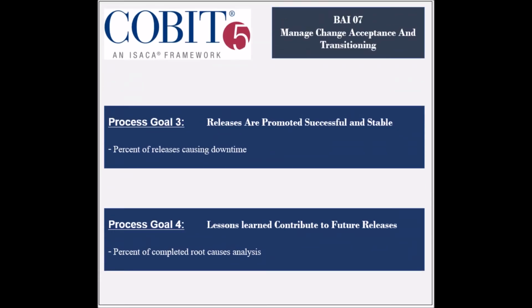The third goal is to ensure that the releases are moved successfully and are stable, and its achievement is measured by the % of unstable releases. The fourth and last goal is to ensure that the lessons learned contribute to future releases, and its achievement is measured by the % of completed root cause analysis.